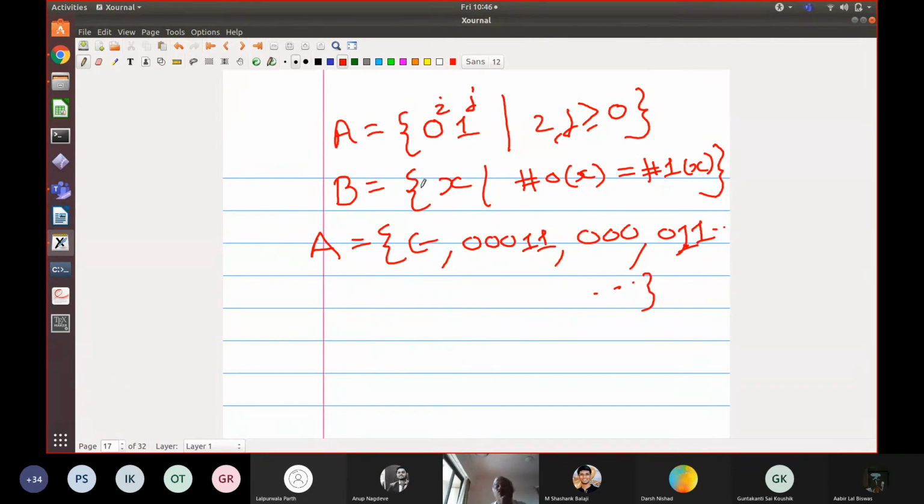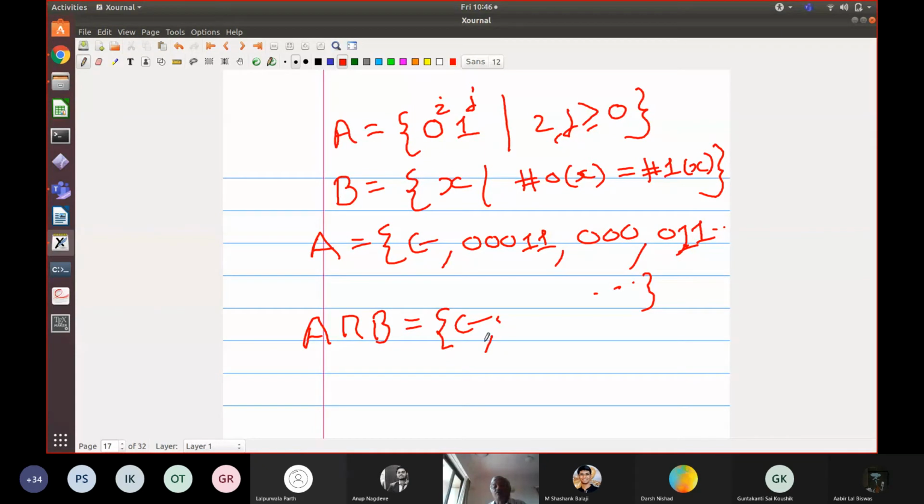What is language B? All those strings where the number of 0s is the same as the number of 1s. Now what will be the set A intersection B? So here is the question. Will epsilon be in my language? Epsilon is in A and epsilon is also in B. Why is it in A? Because we can choose i and j to be 0 and then we will get epsilon. Why is it in B? Because the number of zeros in the empty string is 0. The number of ones in the empty string is 0. These two are equal. So epsilon is in my intersection because it's in both A and B.